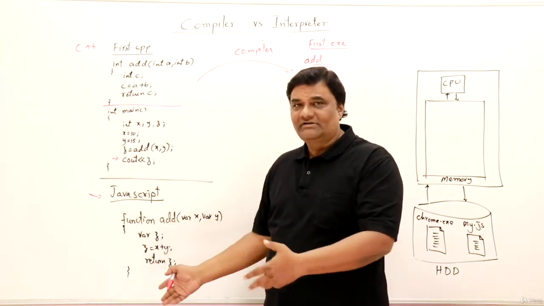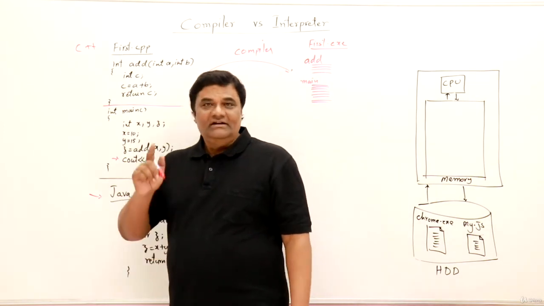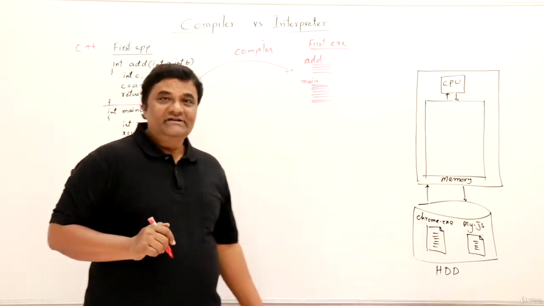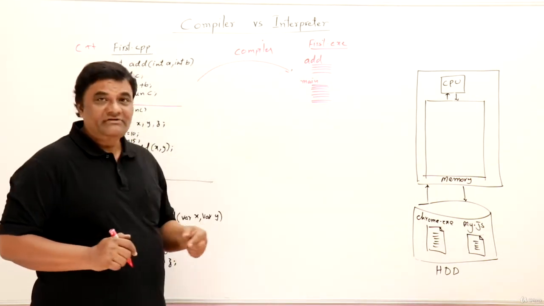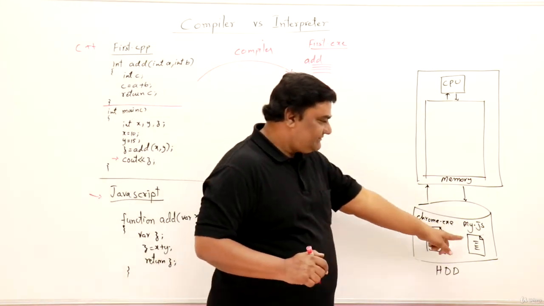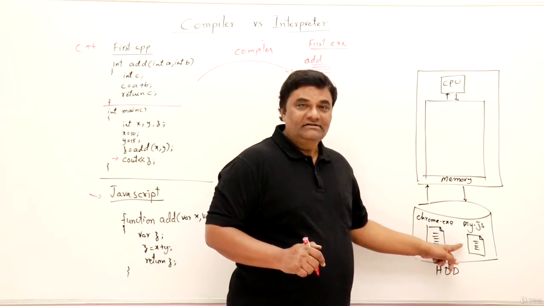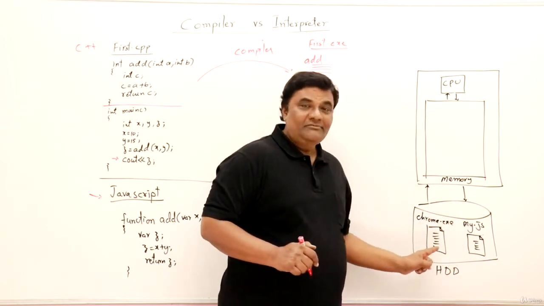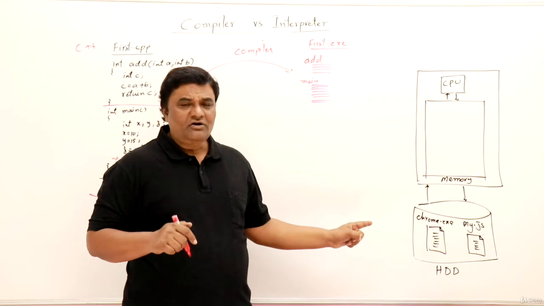Just some lines are there, okay? These are written in JavaScript. Now, how does an interpreter work? Let us see. Suppose this is a file called my.js, and that file is present here. Then I also have a program called Chrome, a commonly used browser.